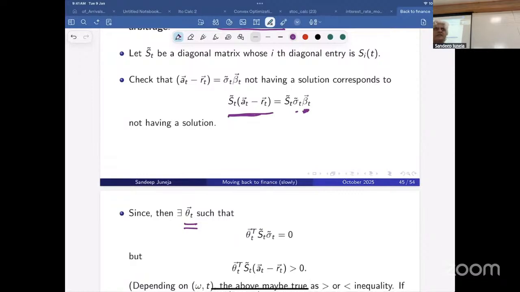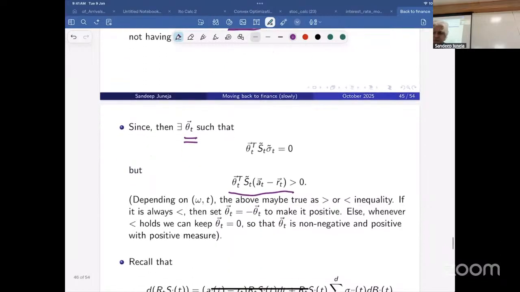That means there is some theta t in the null space which makes a non-zero angle with these guys. It makes a non-zero angle omega t by omega t. I can assume it's positive as follows. Depending on omega t, the above may be true as a greater than or less than inequality. If it's always less than, then I can just reverse the sign and make it greater than always. Else, whenever less than holds, I can keep theta t to be 0. And so theta t is non-negative and positive with positive measure.